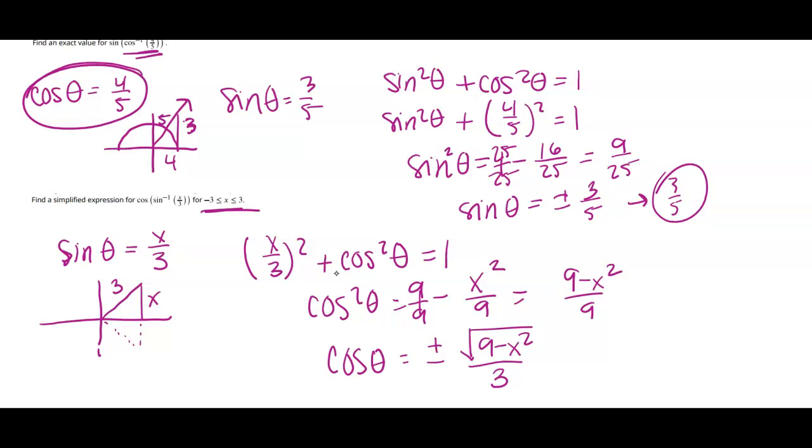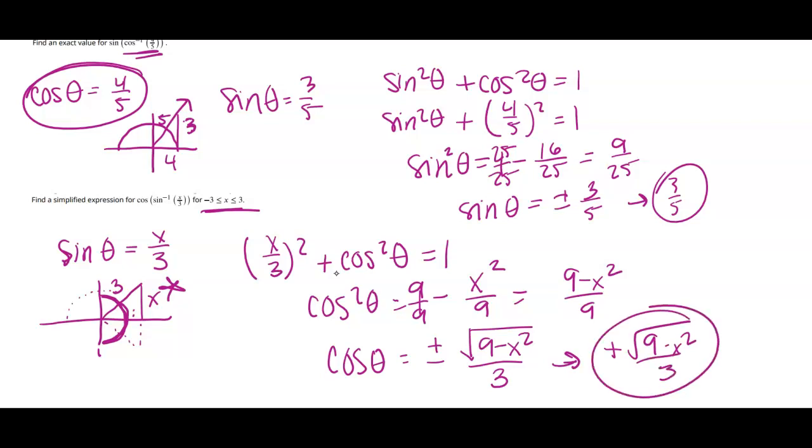Now, for inverse sine, we're only looking here. Cosine, remember, has a different domain restriction on it. So the only place that these overlap is right here. And so that's the only place I can really talk about for solutions. Therefore, this must be the positive answer.